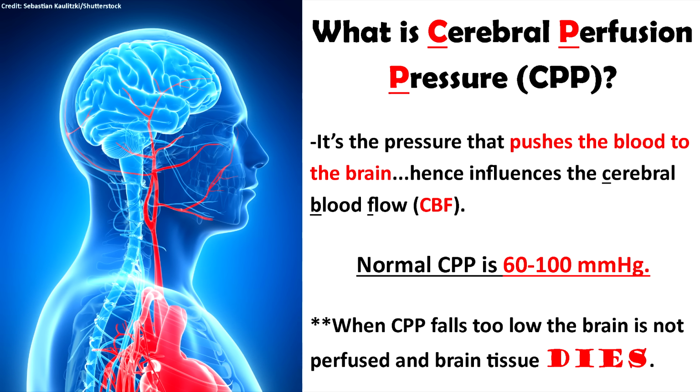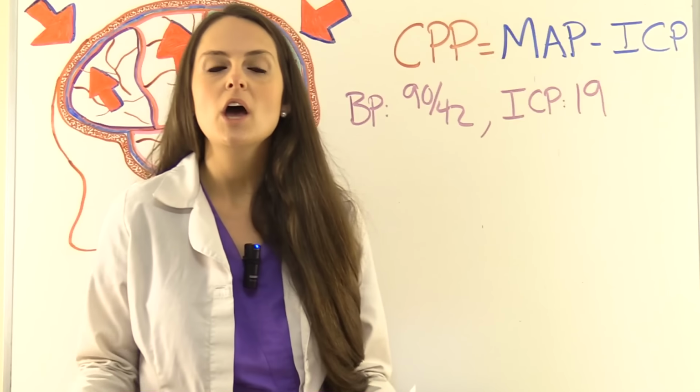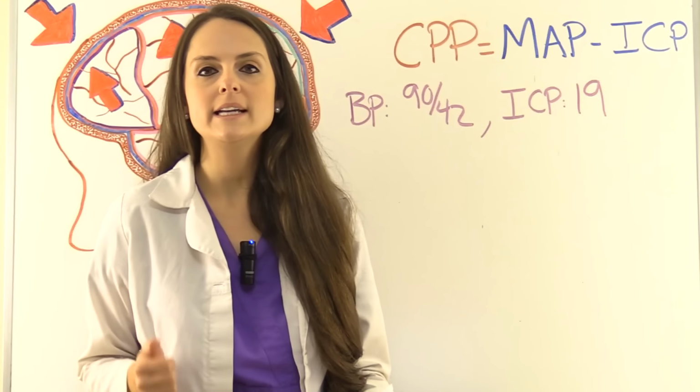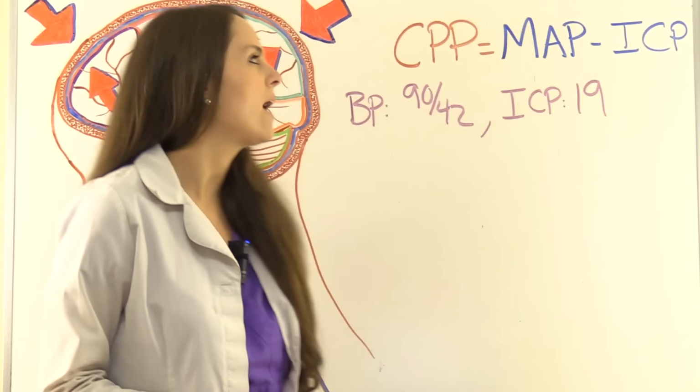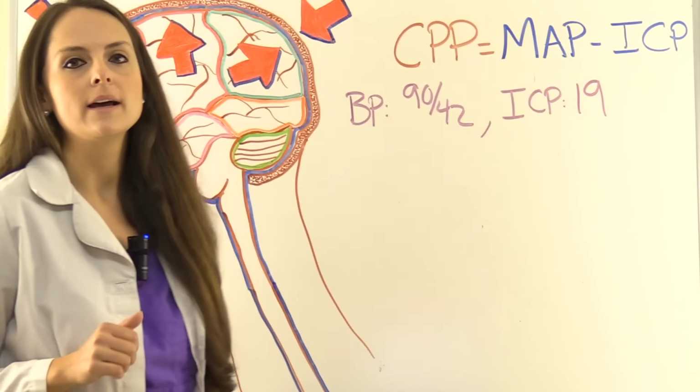Okay, so when cerebral perfusion pressure falls too low, the brain is not going to perfuse and brain tissue will die. So really, anything less than 50 of a CPP is bad, and we are probably going to lose some brain tissue. The brain is not being perfused. So since we know what cerebral perfusion pressure is, let's talk about how we calculate it. How do we figure it out? Well, we use this formula.